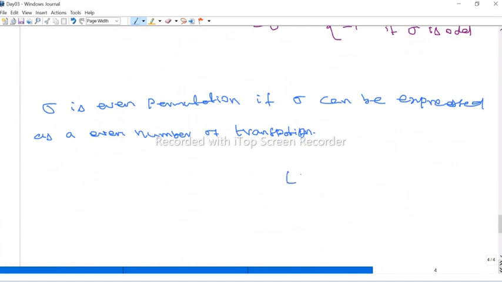That means what? If you take 1, 2, so this is sigma. Sigma can be written as just 1, 2. How many transpositions do we have? We have only one, namely 1, 2. Therefore, this is an odd permutation. Otherwise, if a permutation can be expressed as an odd number of transpositions, we call it an odd permutation. If a permutation can be expressed as a product of an even number of transpositions, we call it an even permutation. Otherwise, odd permutation.